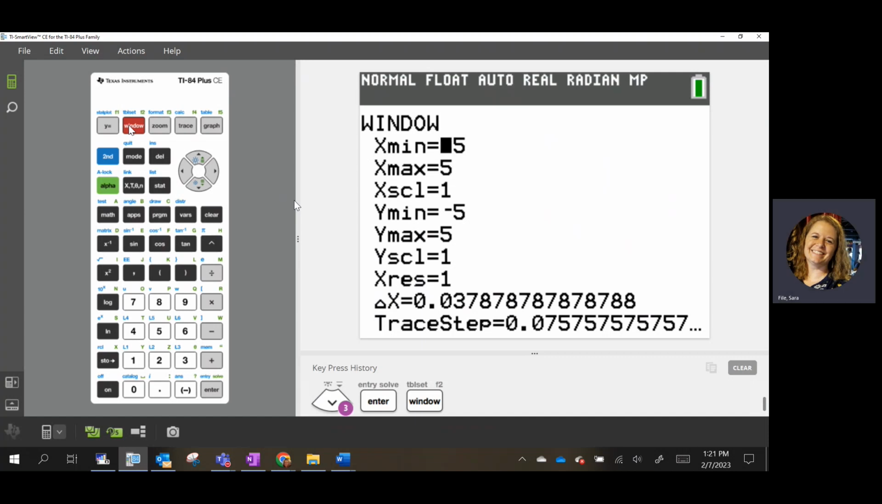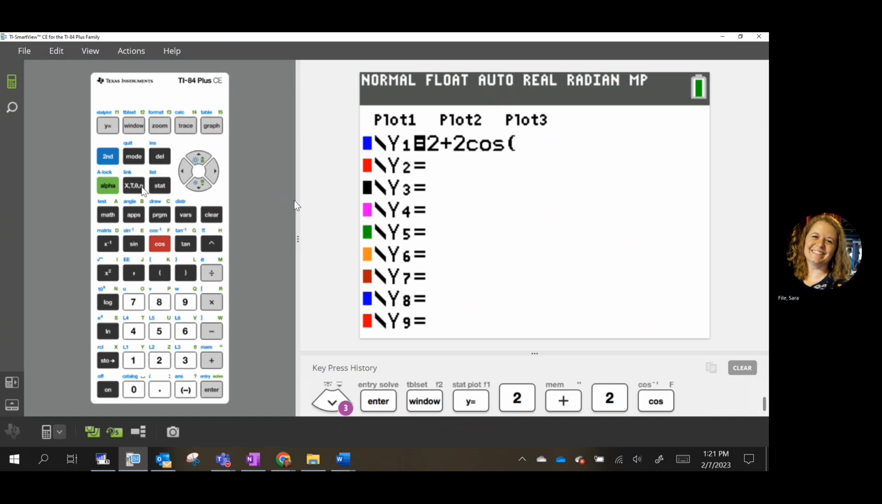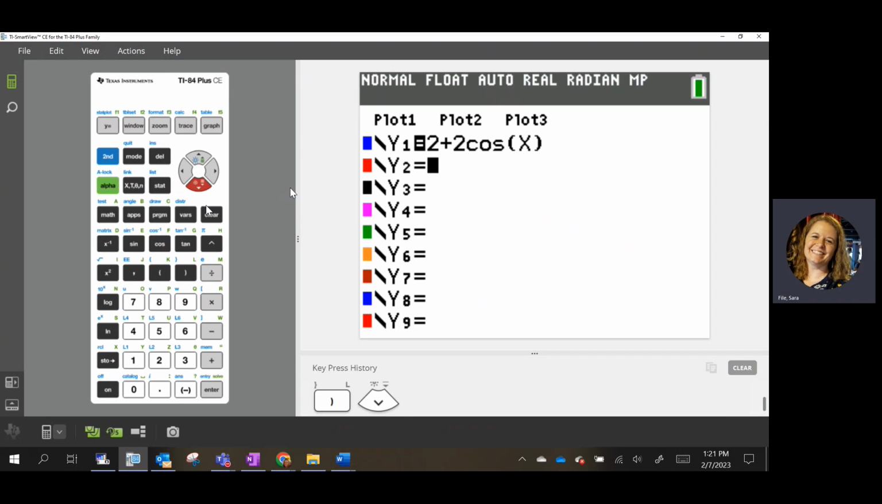If I'm in function mode and I'm graphing a trig function, a sine and cosine function, what's my domain going to be for like one cycle? 2 pi. I'm going to type in the same equations, 2 plus 2 cosine x. Okay, it's going to show up as x this time instead of theta. And 2 minus 4 sine x.